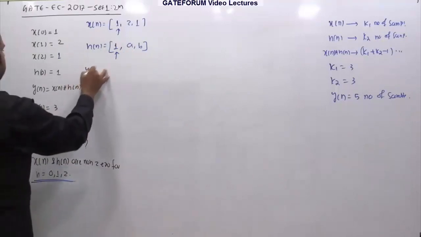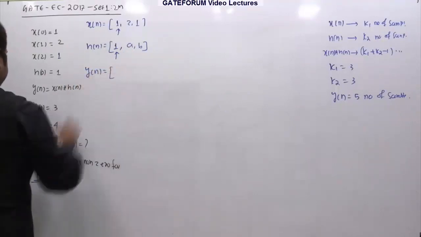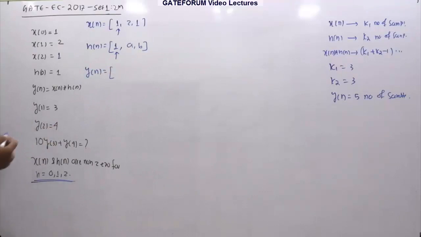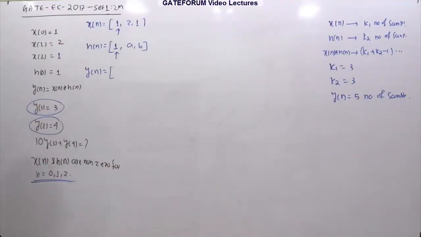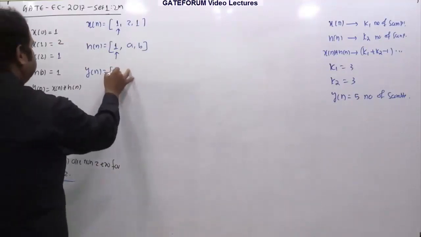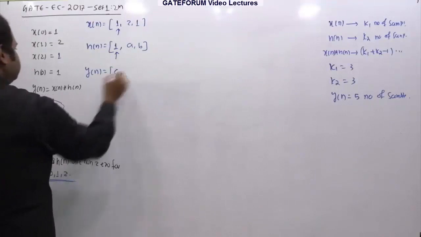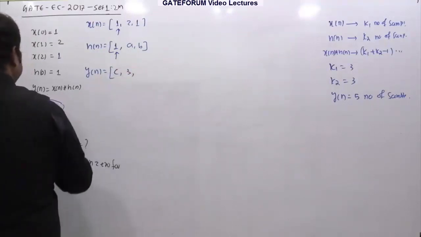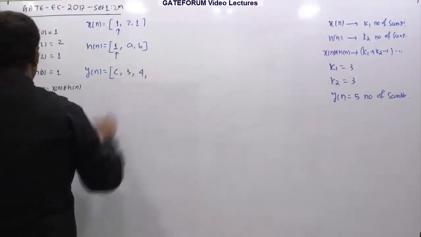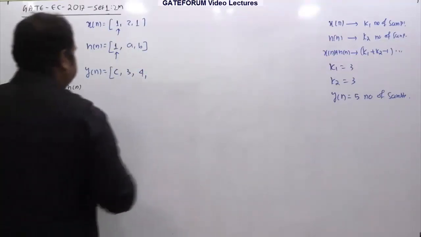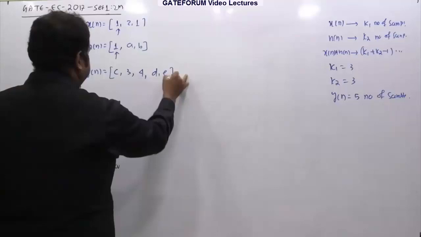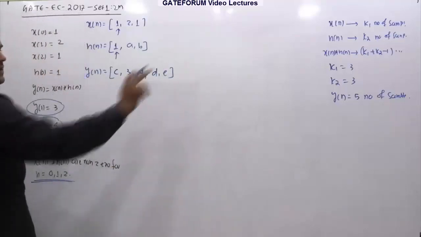Similarly, y of n, how many samples is it having? It will have 5 samples. Out of 5 samples, y of 1 is given as 3 and y of 2 is given as 4. So what is y of 0? Let's take y of 0 as C. And y of 1 is given 3, y of 2 is given 4, and the other two samples, y3 and y4, let's take them as D and E, because I know it has 5 samples.